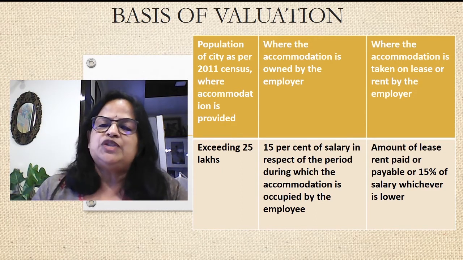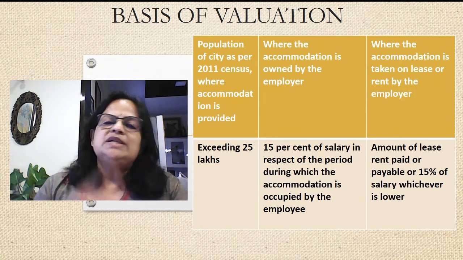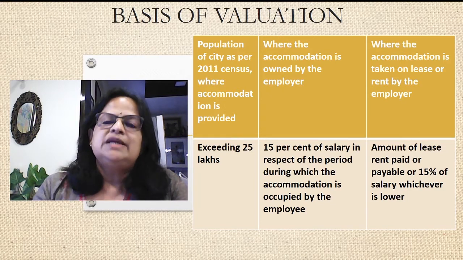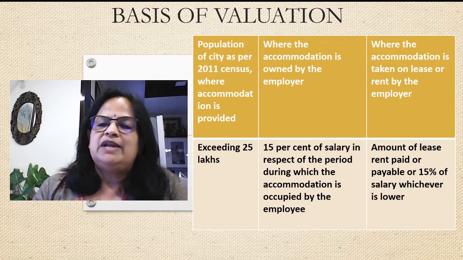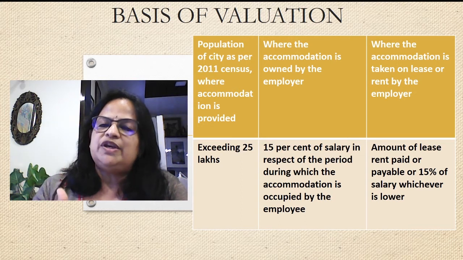So 3 rates you have to remember. If it's for City A, it's 15%. If it's for City B, it's 10%. If it's for City C, it's 7.5%. City A, you know that, is where the population is exceeding 25 lakhs. City B is exceeding 10 lakhs but less than 25 lakhs. City C is 10 lakhs or less than 10 lakhs. So this is the classification of City A, City B and City C.